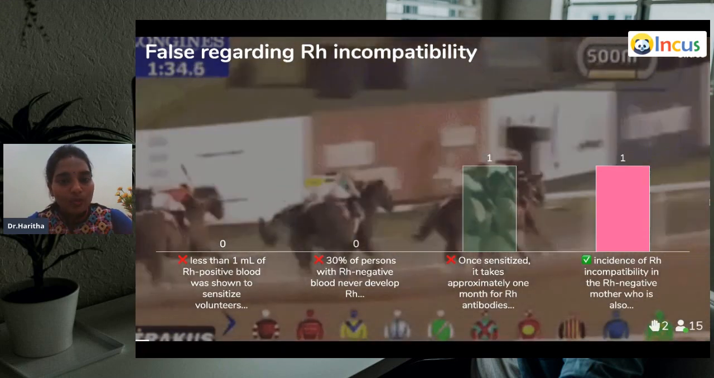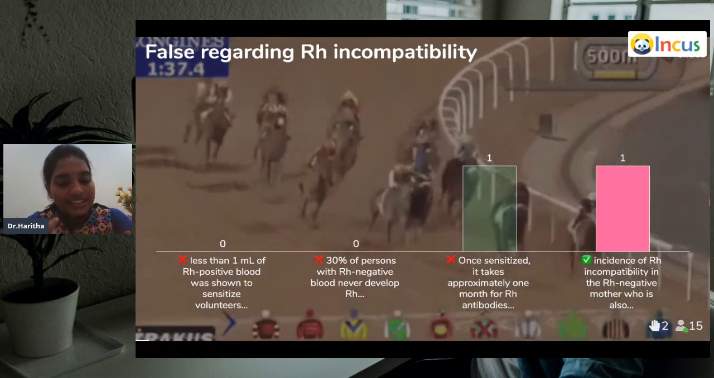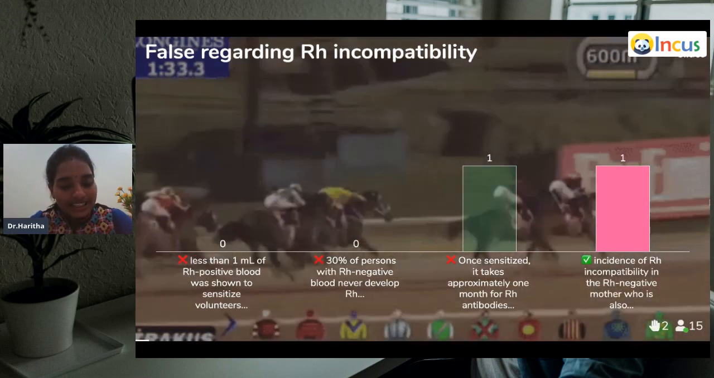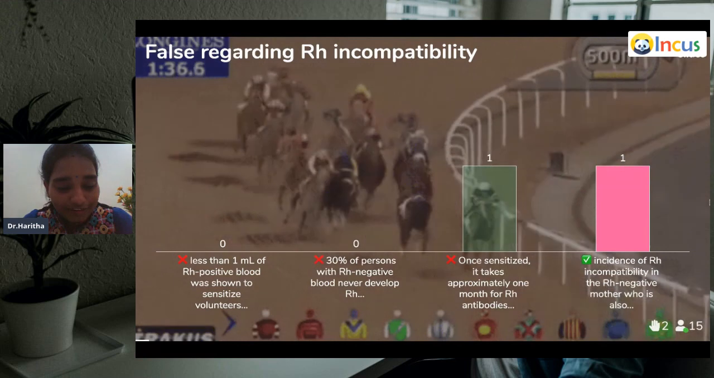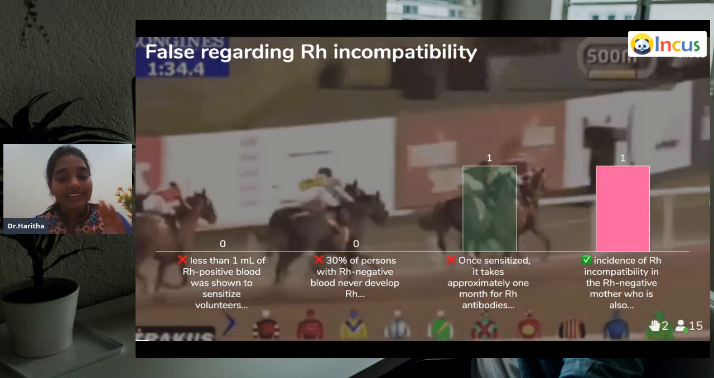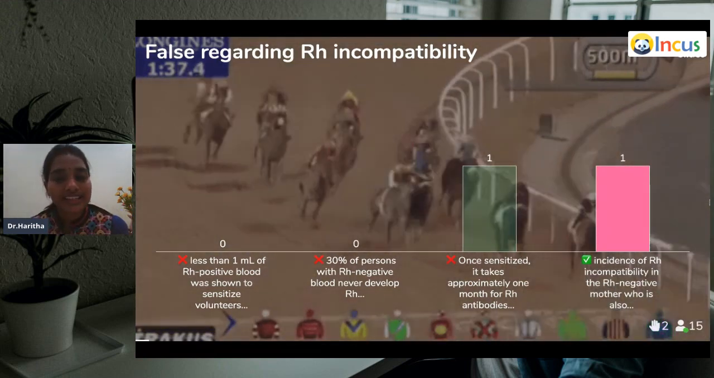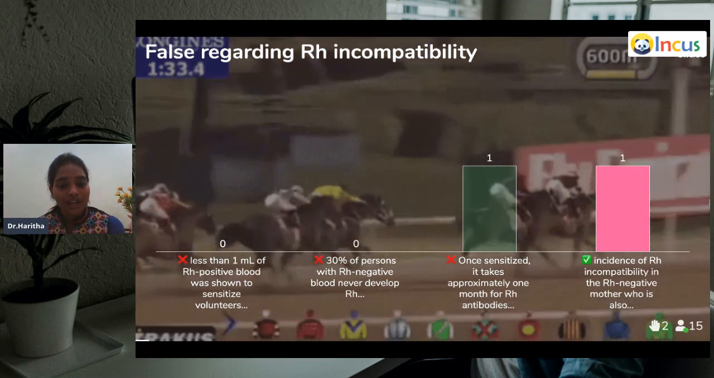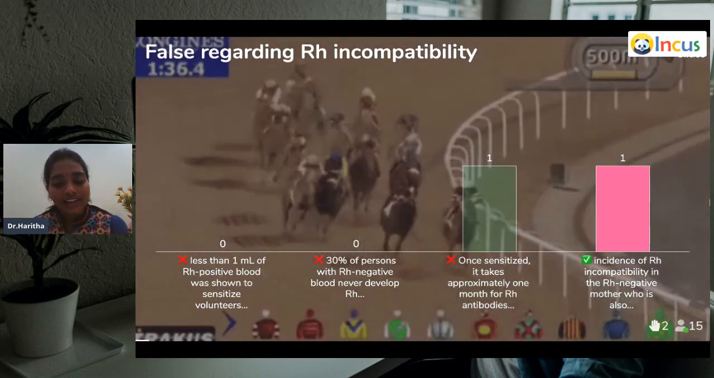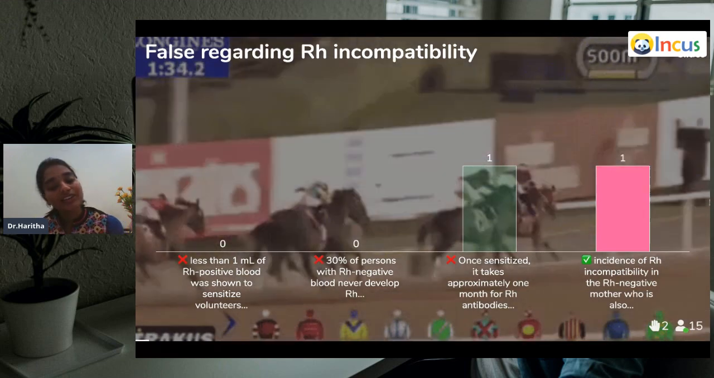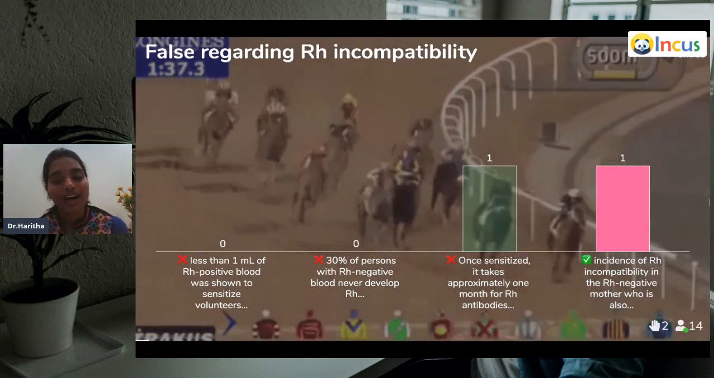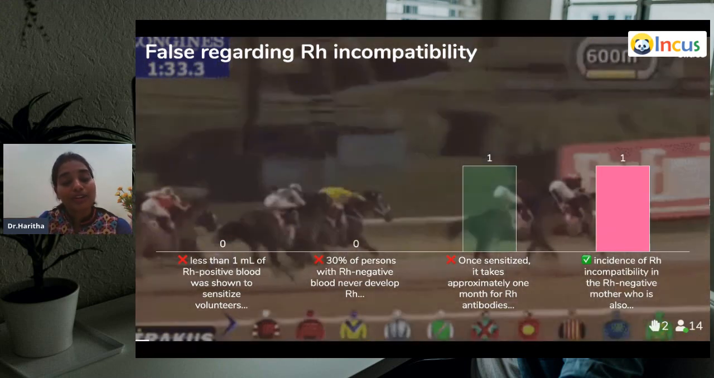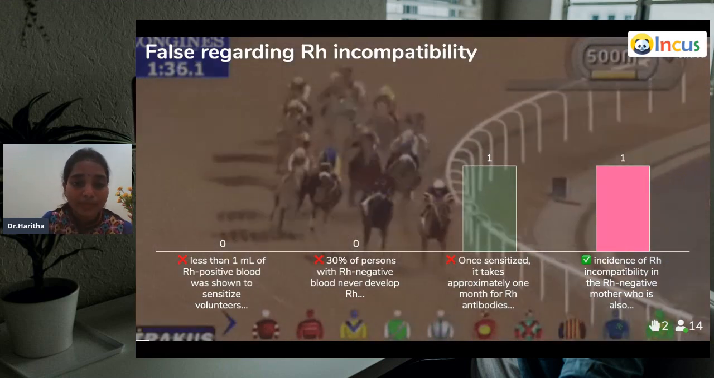So now, what is the take-home message from this question? Risk and severity of sensitization response increases with each subsequent pregnancy involving fetus with RH positive blood. An increased 1 ml of RH positive blood was shown to sensitize volunteers with RH negative blood. Less than 1 ml is sufficient. Now, 30% of persons with RH negative blood never develop RH incompatibility even when challenged with large volumes of RH positive blood. Now, you must be suspecting what if the fetus is having ABO incompatibility with the mother, right?